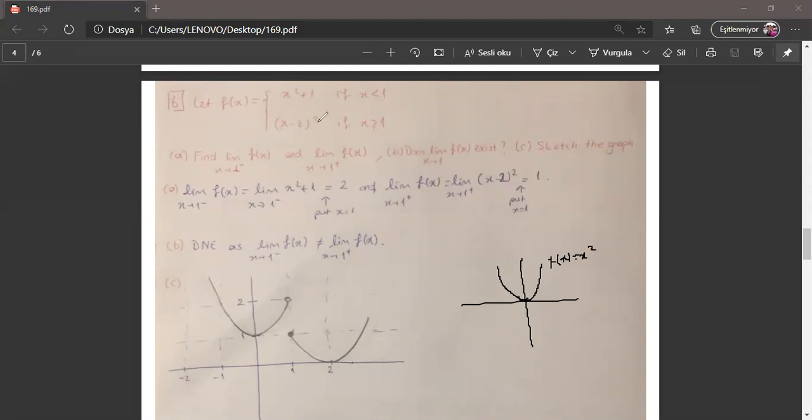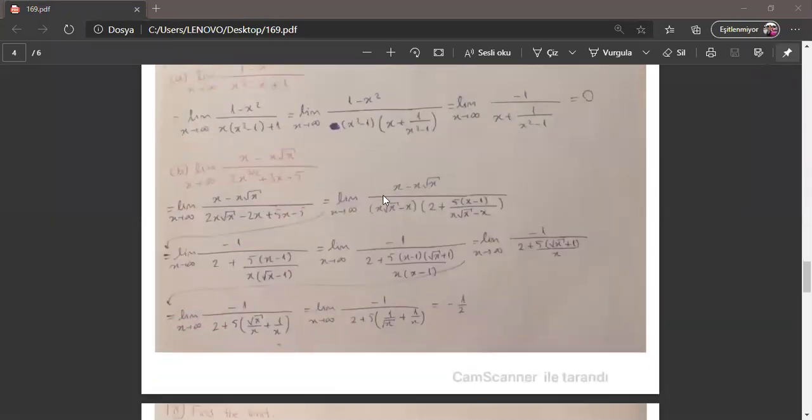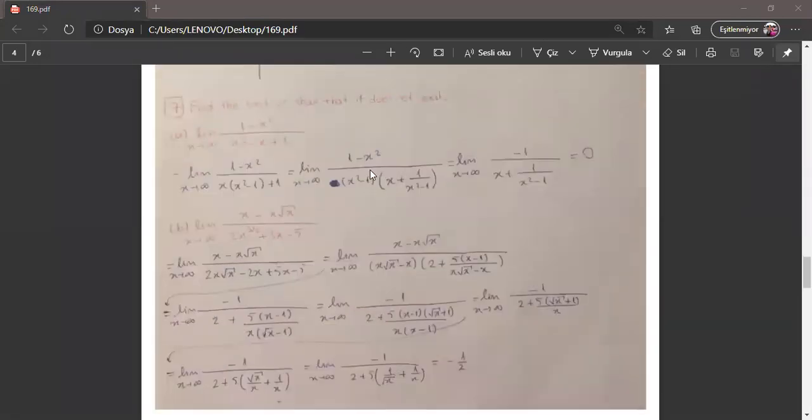And what happens here? We have x minus 2 squared. We had x squared here. Here we have minus 2. So we shifted 2 units to the right. Okay, as in here we have 2. We shifted 2 units to the right. So we have this graph of the given function. Again, we'll find the limits.